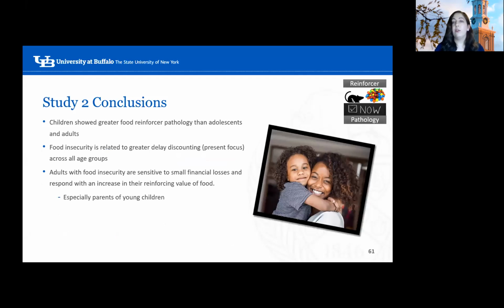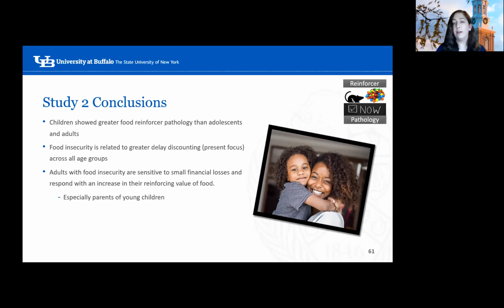So to summarize, the children in this study were quite high in food reinforcer pathology compared to the other groups. We didn't look at this over time, so we can't know if this is a developmental phase or something about the kids in this study, but it's certainly worth investigating. Food insecurity was related to greater delay discounting in all age groups. Past research has shown similar findings, and it really makes sense to me that when you aren't sure if you have your basic needs right now, planning for the future does not make a lot of sense.